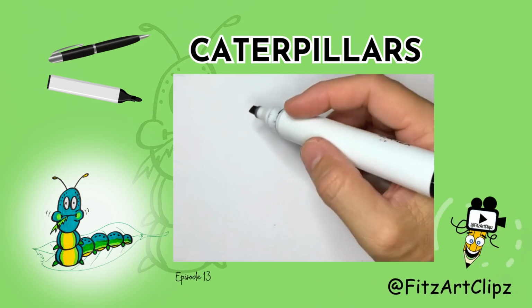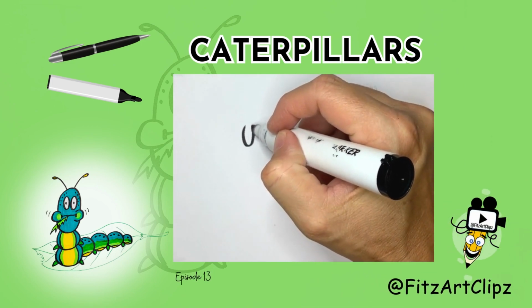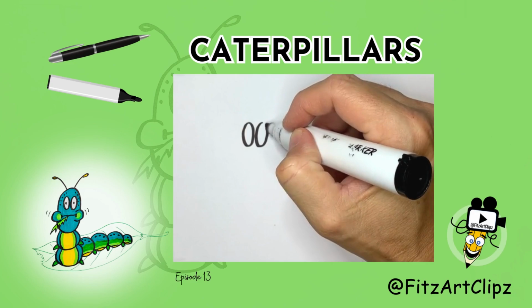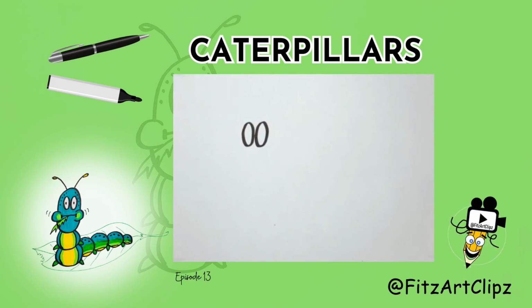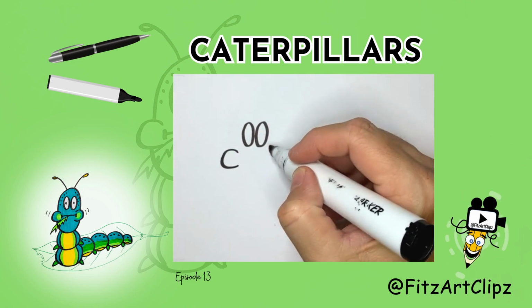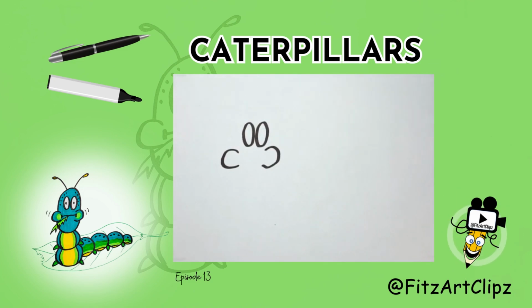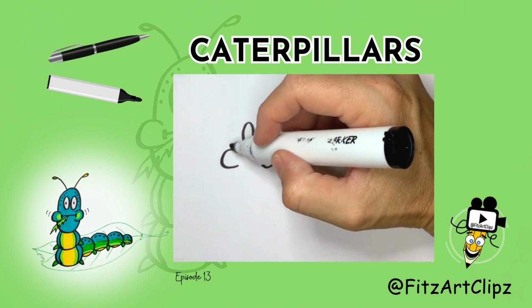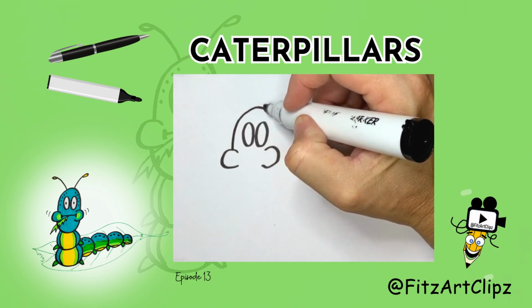Let's draw two ovals for the eyes. Next, draw a C and a backward C for the cheeks. This caterpillar is eating. To complete the head, draw a line from one cheek over the eyes and connect it to the other cheek.